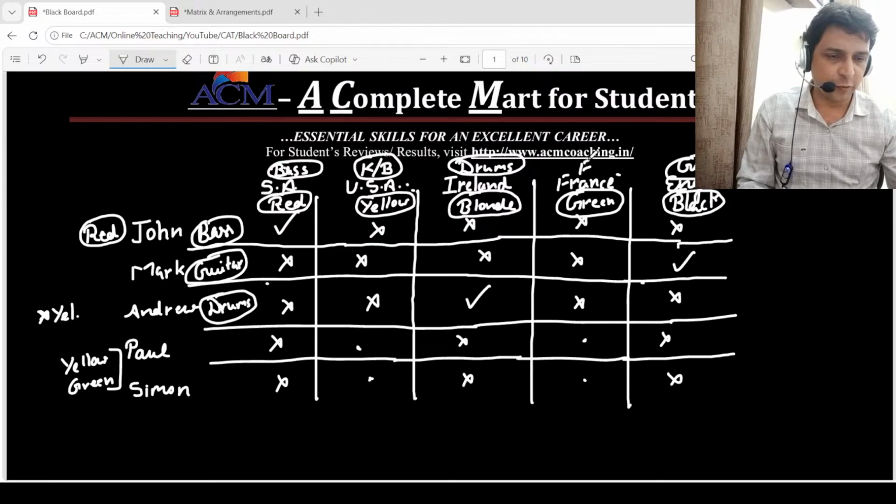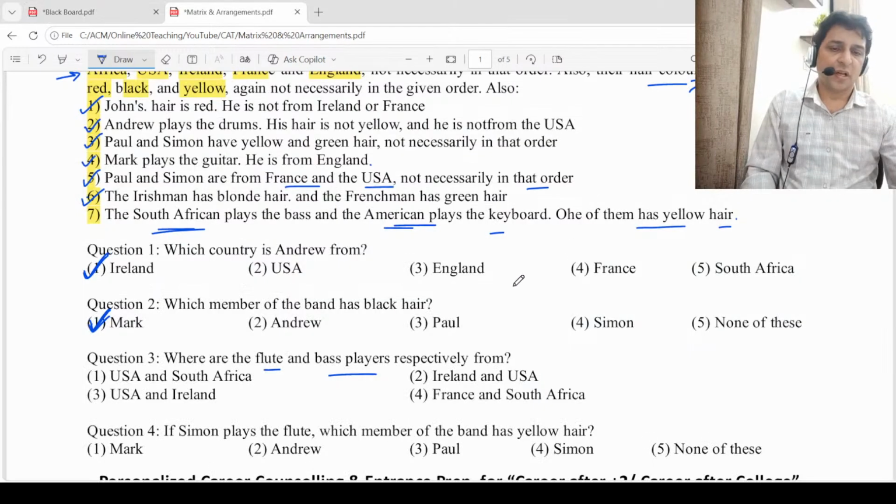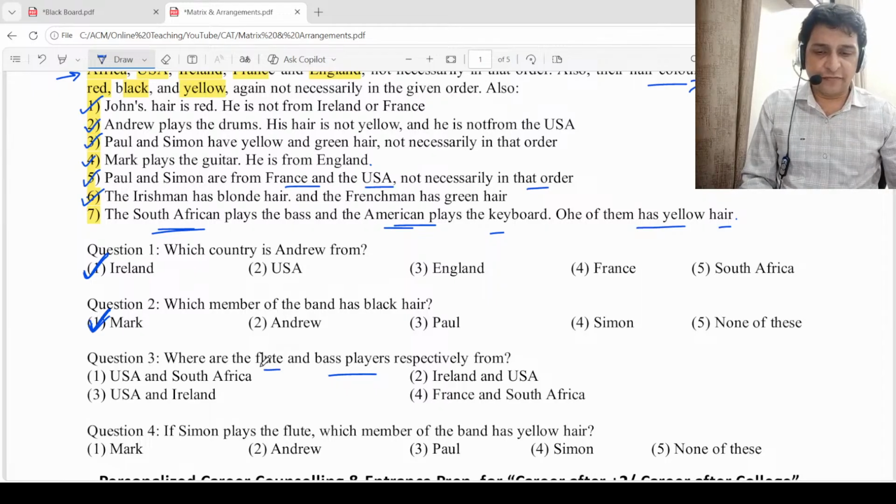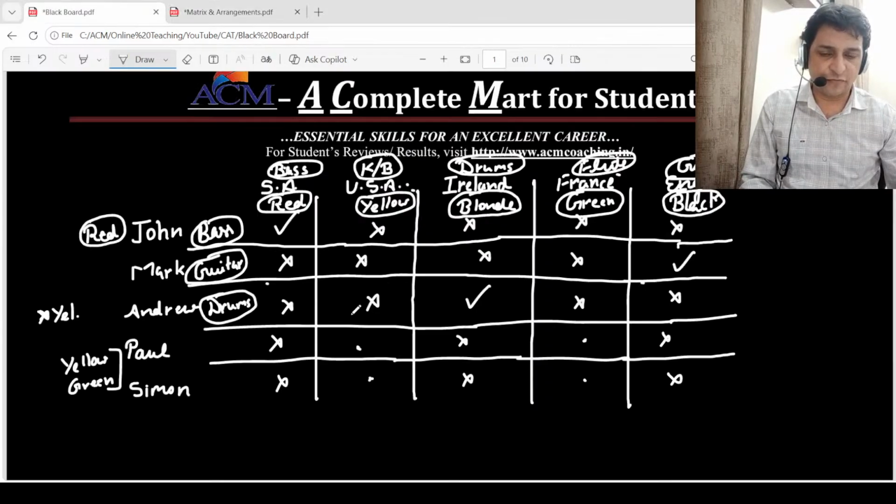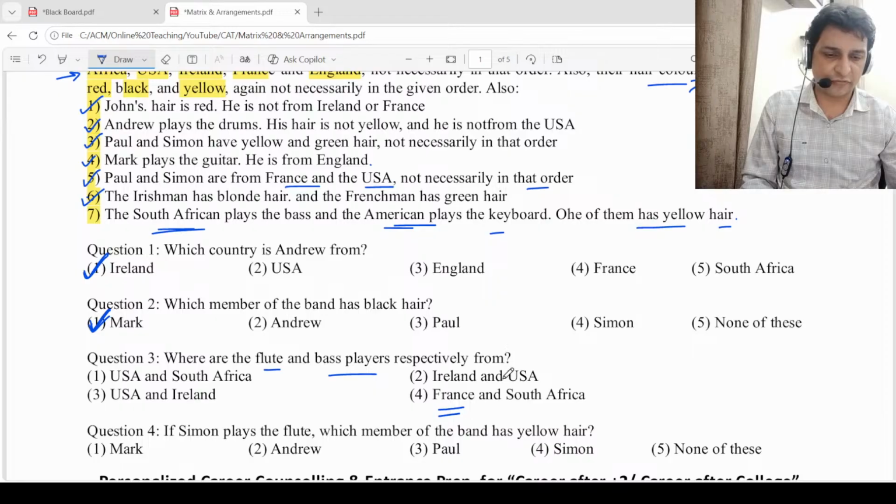Then the remaining is flute. Now that is for France. That means from where the flute is coming, that is from France, and from where the bass is coming, that is from South Africa. That means the answer is option number 4 to this question we got here.